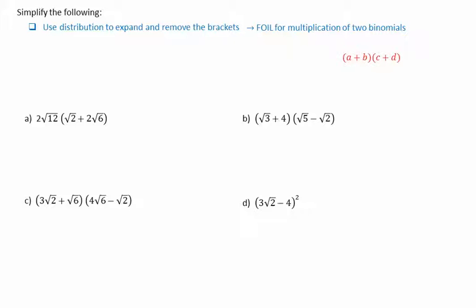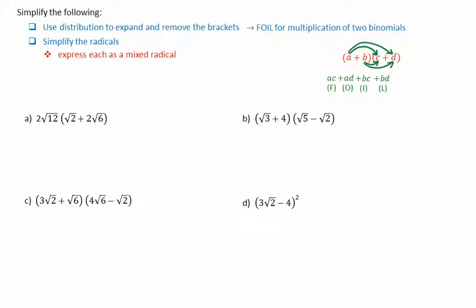Recall FOIL for something like (a + b) times (c + d). We multiply a times c, a times d, b times c, and then b times d. We will then simplify the resulting radicals.